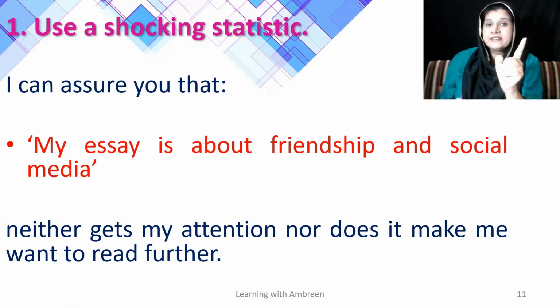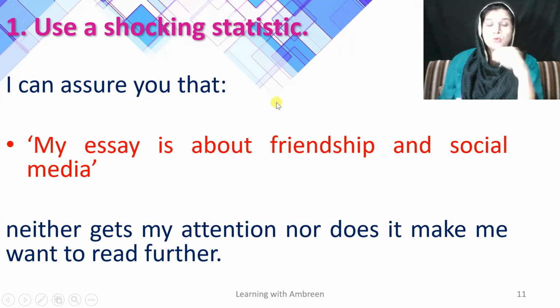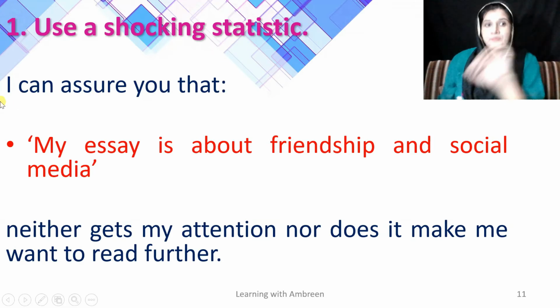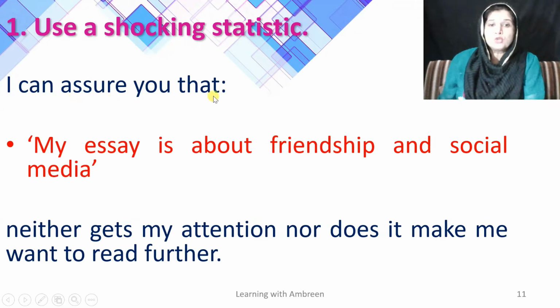First attention getter मोस्ट इम्पॉर्टेंट जो यूज़ होता है वो ये है कि आप कोई शॉकिंग इंफॉर्मेशन दें, शॉकिंग स्टैटिस्टिक्स दें रिलेटेड टू योर एसे. फॉर एग्जांपल, आई कैन अश्योर यू, अली इस तरीके से अपना एक शॉकिंग स्टैटिस्टिक्स अगर दे, आई कैन अश्योर यू दैट माई एसे इज़ अबाउट फ्रेंडशिप एंड सोशल मीडिया. Do you really think that this is a shocking start?